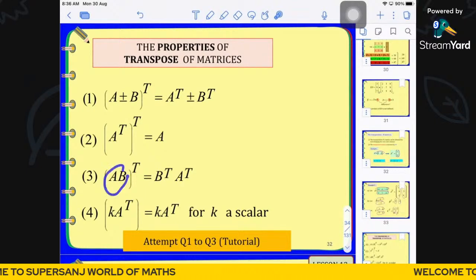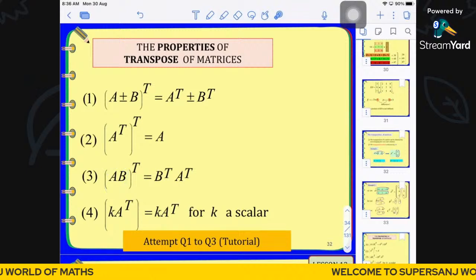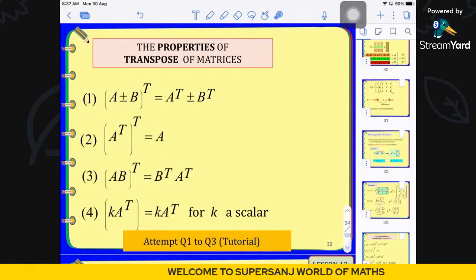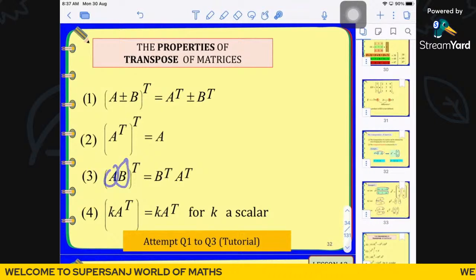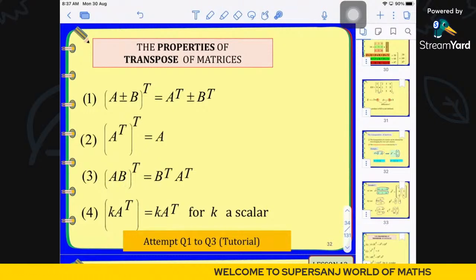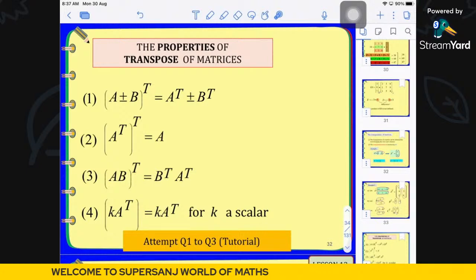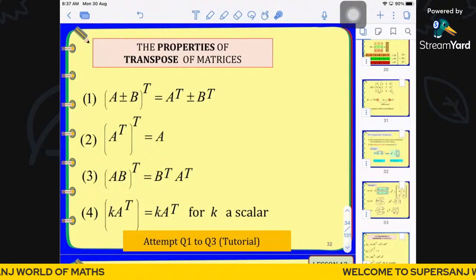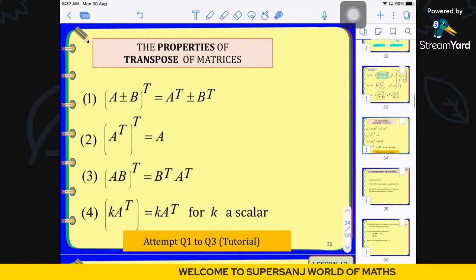And if you have a product AB, then the transpose is the same as taking B transpose and A transpose, means you reverse the AB order. Just now we multiply AB, now we will multiply B transpose, A transpose. Of course, the last one there, the scalar doesn't affect the transpose at all. Understand? You just multiply before or after is the same thing.